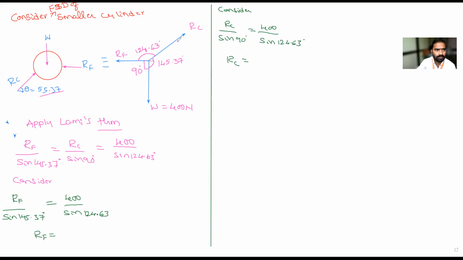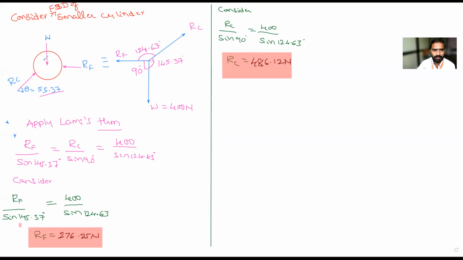RF is equal to 276.25. Wait a minute. Tell me, RF is equal to how much? 276.25. Is it correct? Yes, sir, 276.25 Newton. Okay, correct. Next, RC is 486.12 Newton. So these are the two answers. Is it clear, everyone? Yes, sir.